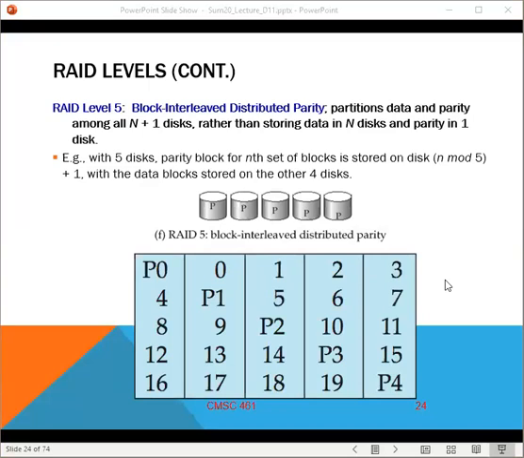So RAID 5 is a popular configuration today. It provides striping as well as parity for error recovery. The parity block is distributed among the drives of an array, and that gives it a more balanced access load across the drives. A minimum of 3 drives is required for a level 5 array system.